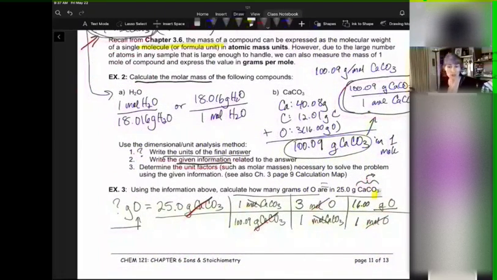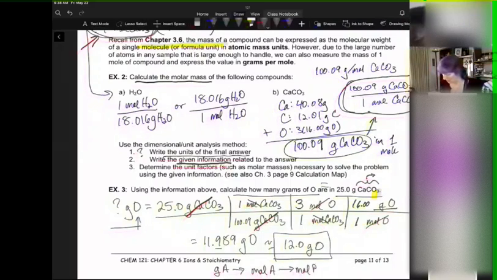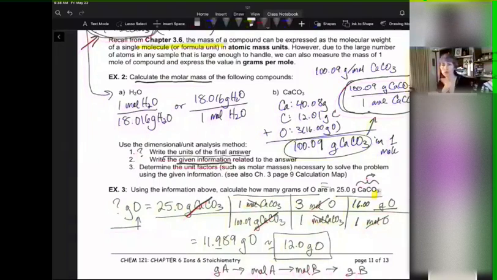That tells me what to do with the numbers. I'm going to go 25 divide by 100 times 3 times 16. So what I did here was I went from grams of one thing to moles of that thing. Then I changed the label, went to moles of something else, and then I went to grams of that other thing. So it always goes grams to moles, moles to moles, moles to grams.